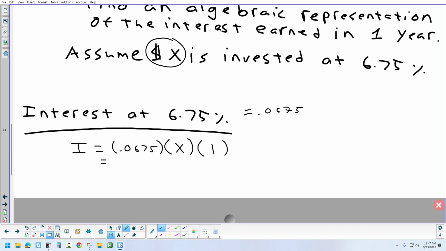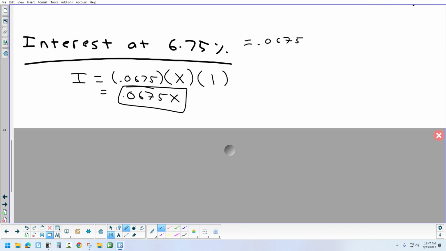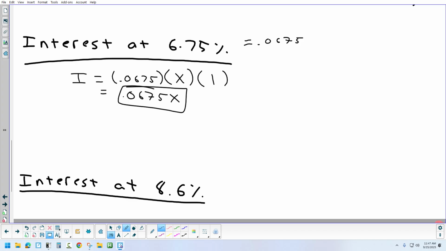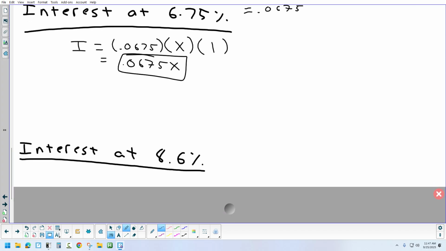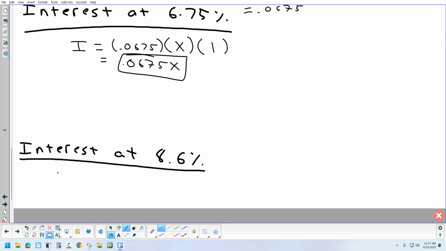So let's multiply that out. And what you're left with is that. That's the amount of money Bill will earn in the first investment. We don't know what X is, so we can't answer that, but that's your formula. Now, that's just the interest from the first investment. He's still going to make some money on the second one. So let's figure out what we have here.